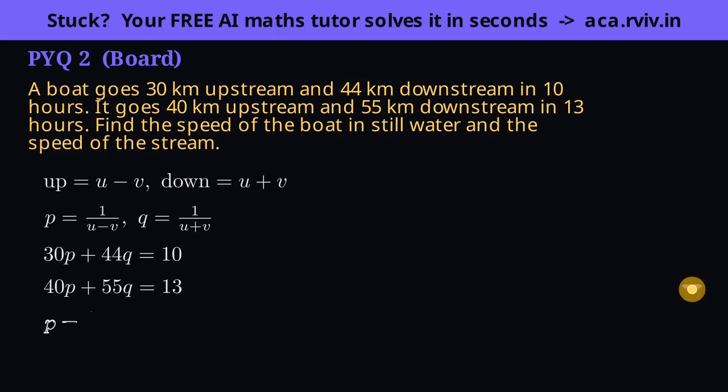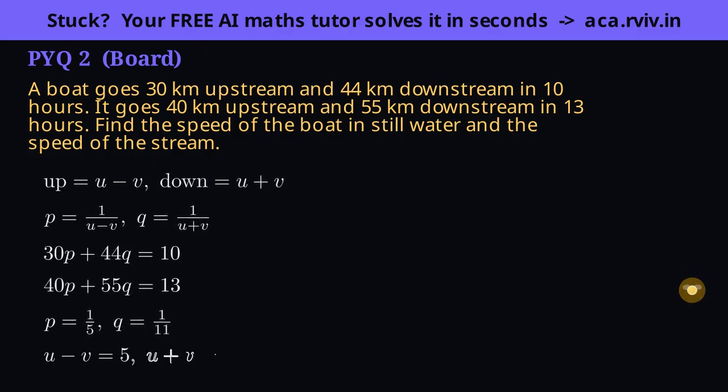Now solve this ordinary linear pair for p and q by elimination. It works out to p equals 1/5 and q equals 1/11. But p and q were 1 over speed, so flip them back. P is 1/5 means the upstream speed u minus v is 5, q is 1/11 means the downstream speed u plus v is 11.